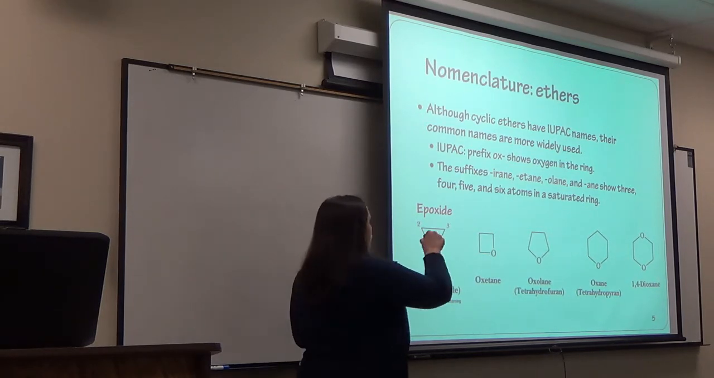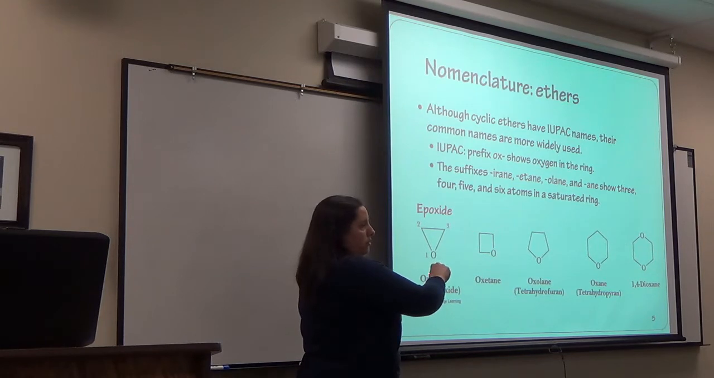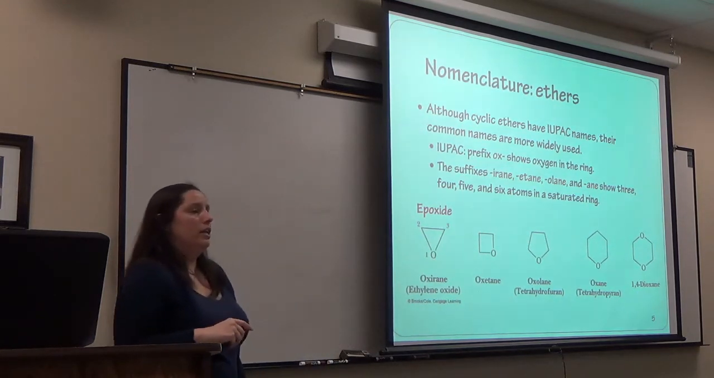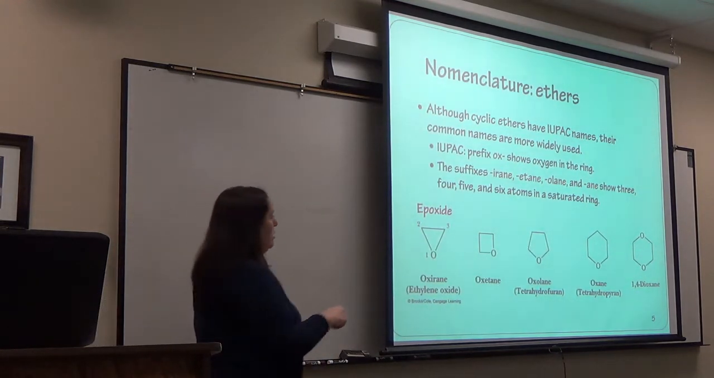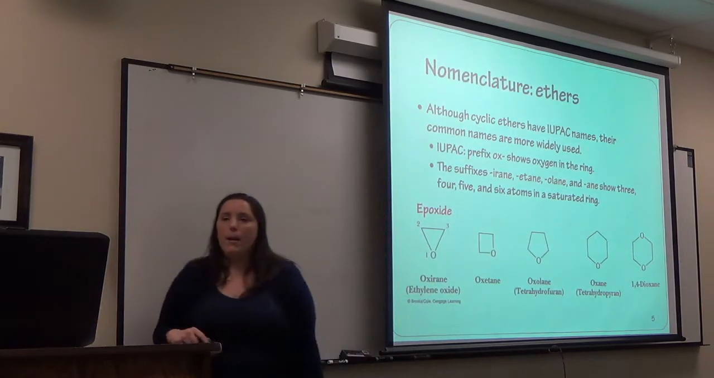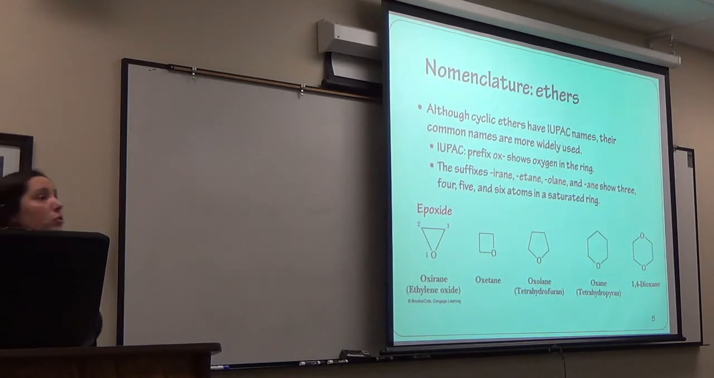But the one we usually see is the epoxide. So this is a group of compounds which we'll talk about in more detail towards the end of this chapter. But this is the one we're going to see most often. So the oxirane ring.